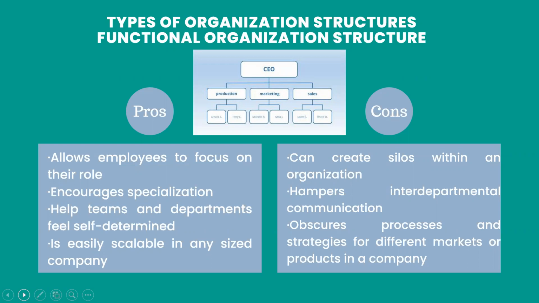The company is growing, so it allows you to easily scale up the organizational structure. This also can create silos within the organization, and it hampers interdepartmental communication, because people are based on functionality as opposed to the whole end result, but clearly they're just part of that complete product or service. Yes. And it doesn't have much clarity in terms of processes and strategies for different markets and different products, because everybody has their own little line. Yes. So this is another type of organizational design, which is the functional organizational structure.